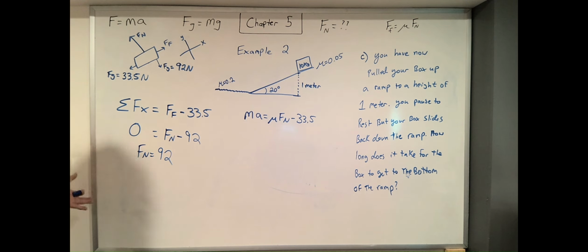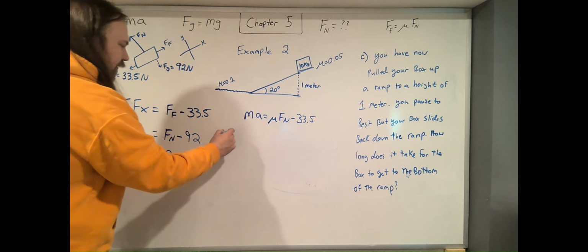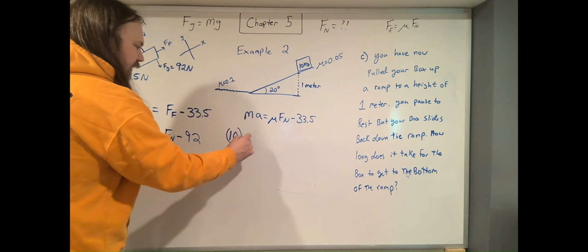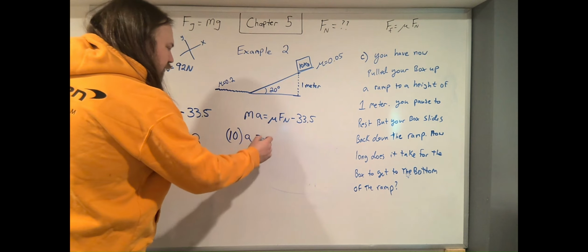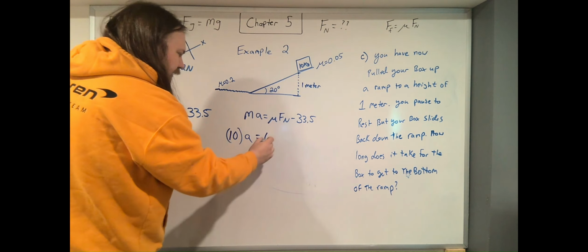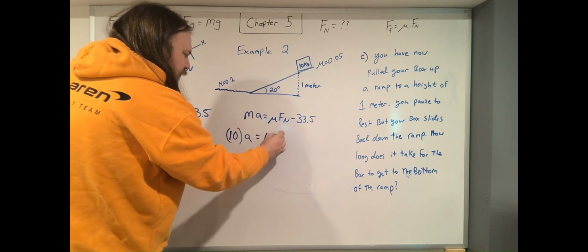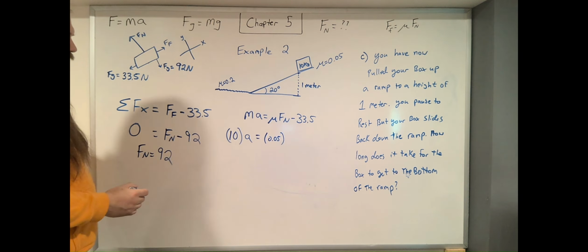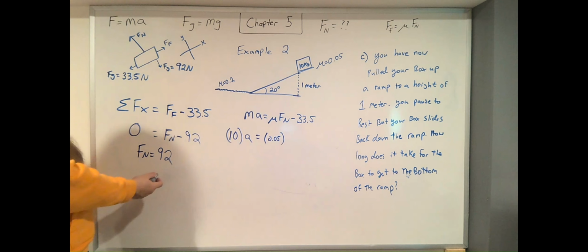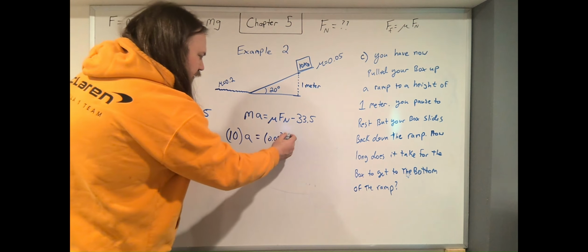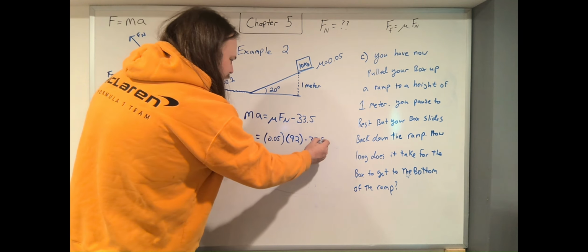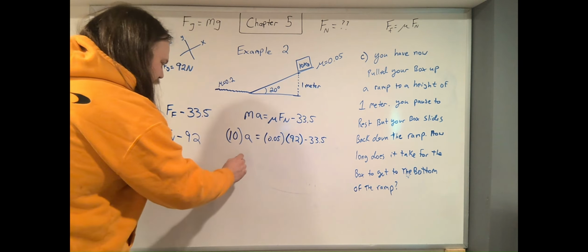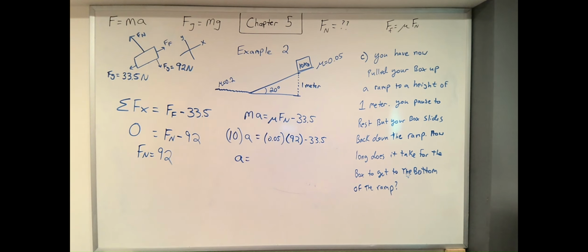Now we can plug in over onto the other side and see what we can plug in. So m, that's still our normal 10. A is what we're trying to solve for. Mu, our new mu, okay, we can't get those separate. Our new mu is 0.05. The normal force we have solved to be 92, and minus 33.5. So here we just have to figure out what A is equal to.